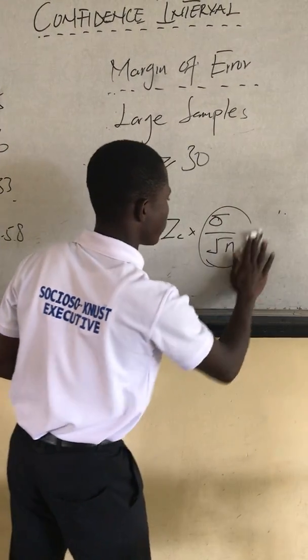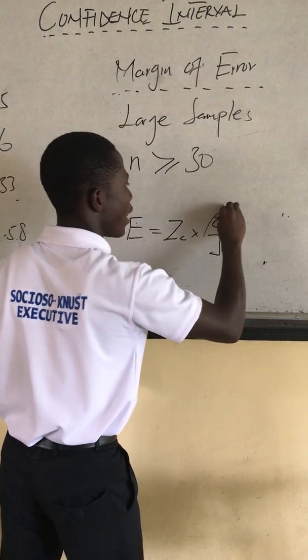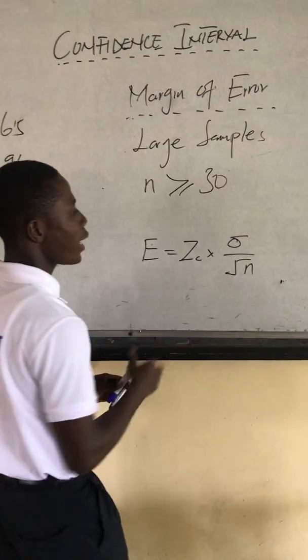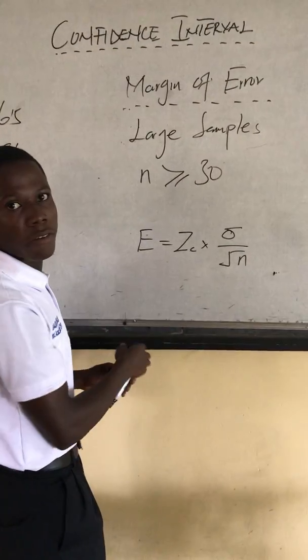So let me clean the standard error. I just explained it to you so that you know that it's standard error. So we are done. So this is the formula for margin of error.